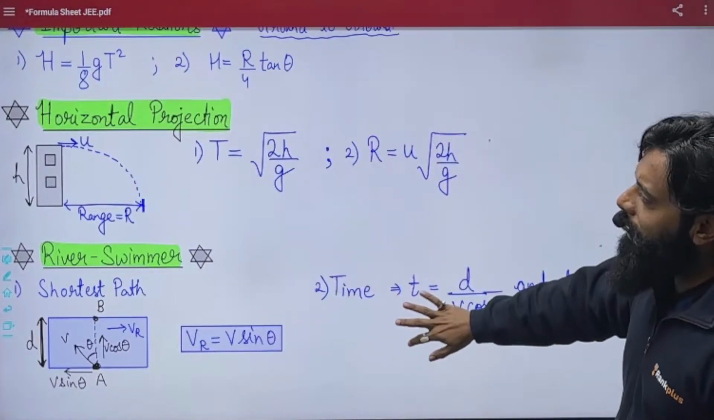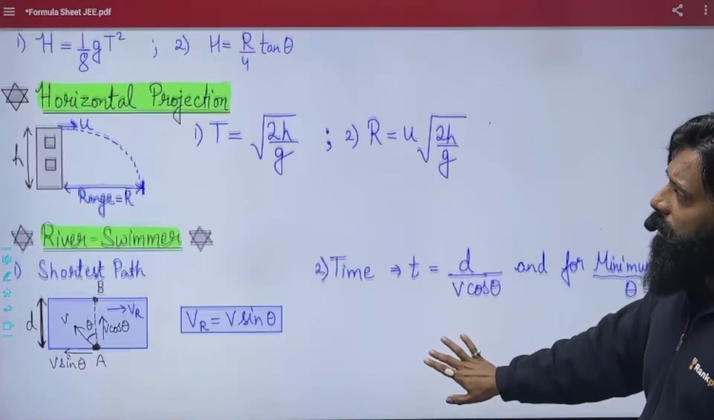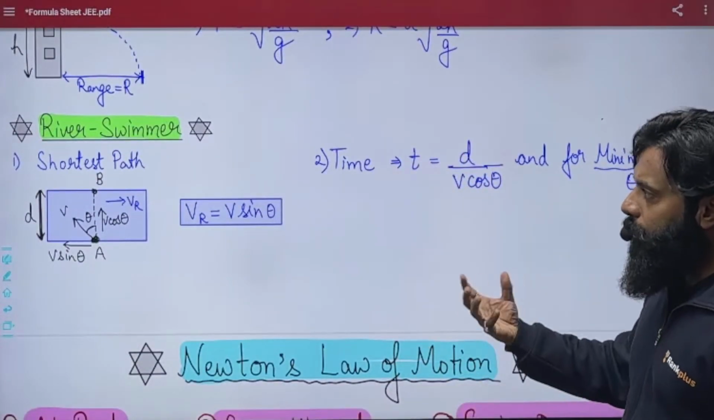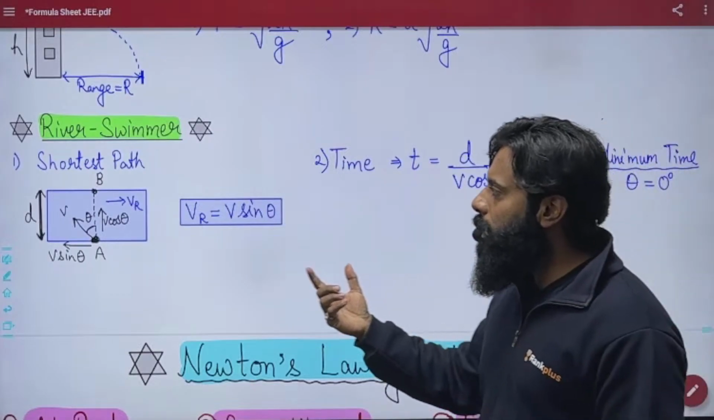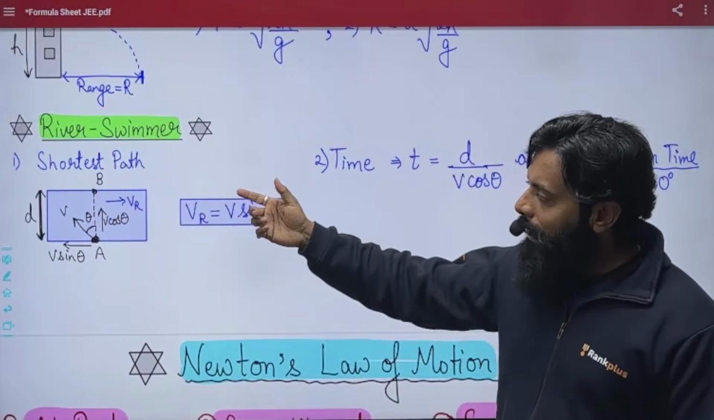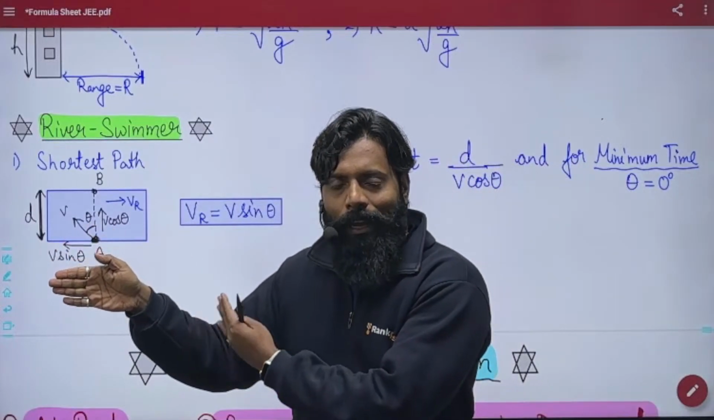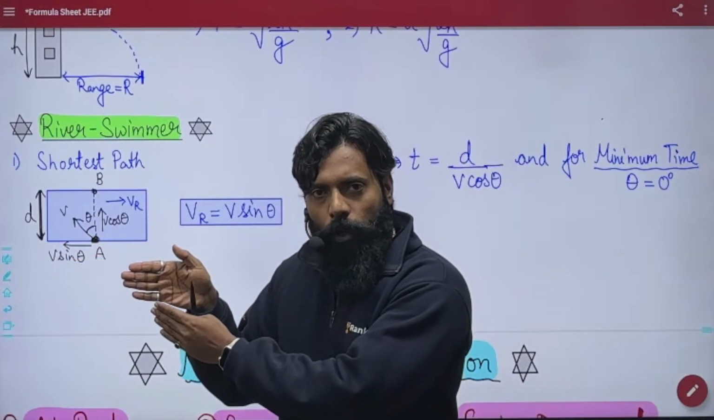So next move, once the horizontal projection is done, there is the river swimmer problem. You have to get the shortest path. Right? To get the shortest path, we must know that the horizontal velocity and the river velocity must be the same.